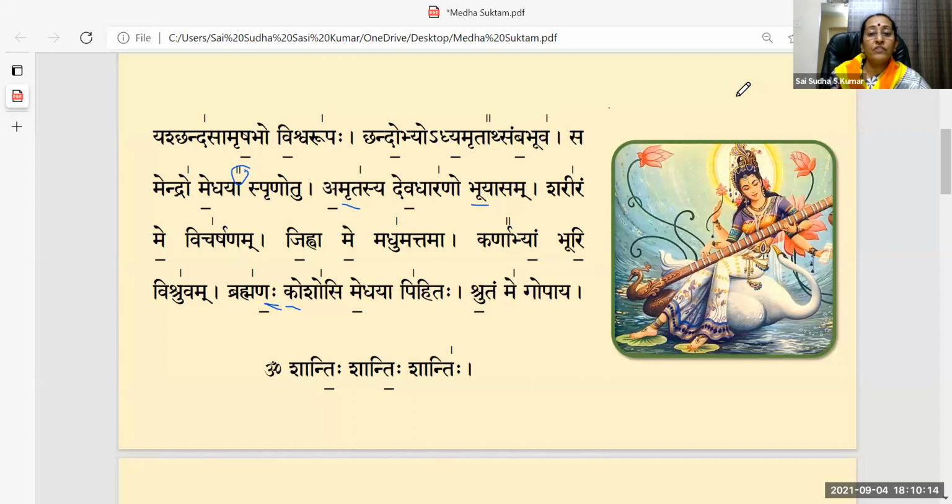These are all referring to our organs. Shariram means let our body be strong to learn this, acquire the knowledge and spread the knowledge. Then let the tongue speak sweetly, and let the ears listen properly, so that we may pass on these Vedas to the generations. Basically, Karnabhyam Bhuri Vishruvam refers to the progeny, so that we listen, learn properly, and then pass it on to our other generations.